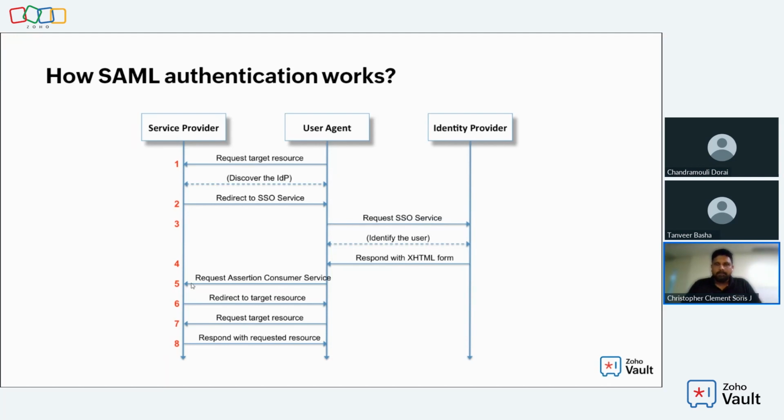And then it checks the timestamp. It will make sure that the received assertion is a valid one, that it has not expired. If the assertion is valid, the service provider will extract the user attributes and user identity information, and then it will start creating a session for the end user and provide access to the required resources within the platform. So this is how a general SAML workflow will work.